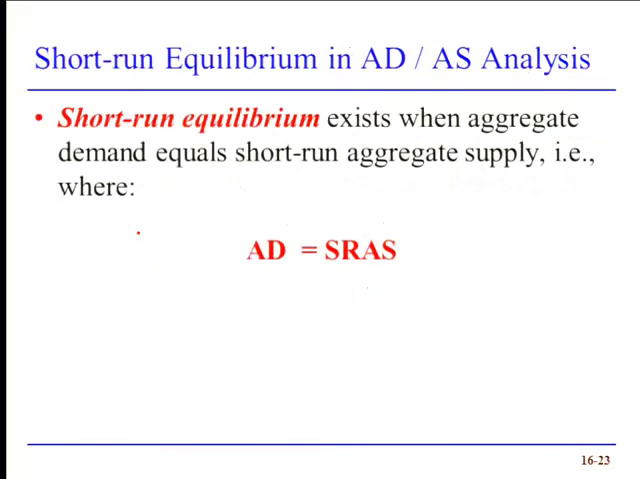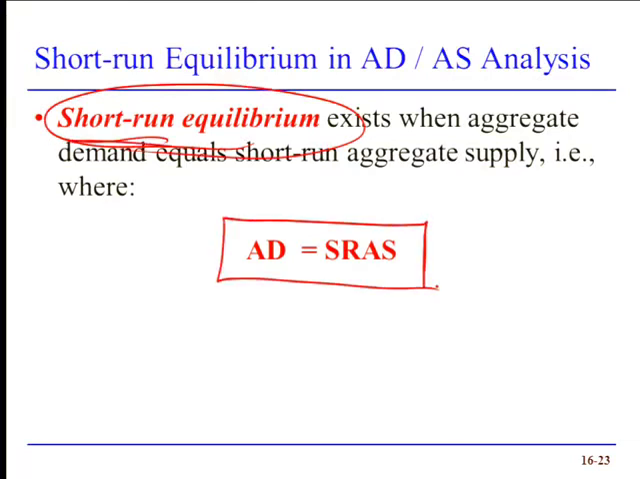Now we also have the notion of short-run equilibrium, right? Short-run. And our short-run equilibrium is at the point where aggregate demand equals short-run aggregate supply. Notice we've dropped off the notion that we're on the long-run aggregate supply curve. So this intersection point is somewhere away from long-run aggregate supply. We're in equilibrium in the short run.